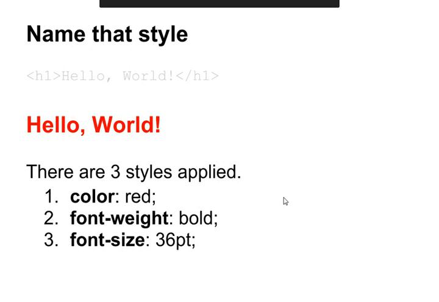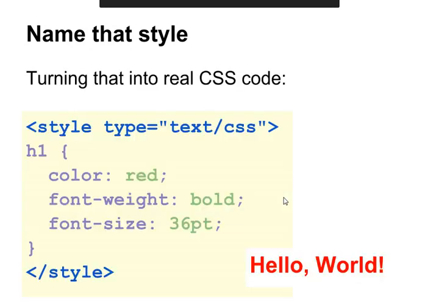Or if you're working backwards, which is how you always work with CSS, you don't know what the finished product looks like on the web page. You just envision it in your head, or draw it on paper. You translate that to CSS: color red, font weight bold, font size 36 point. All right, so we're going to turn that into real CSS code now, which we haven't formally looked at.